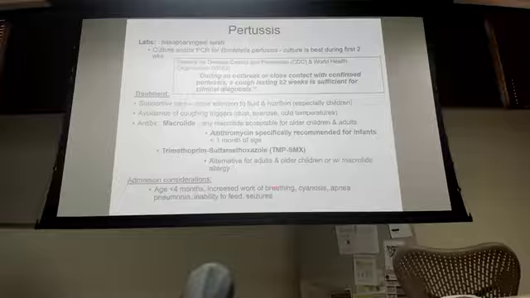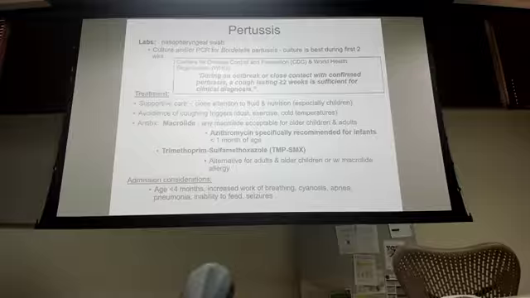Macrolide, azithromycin, especially less than 1 month of age. All right, what's another name for this antibiotic? What's the trade name? Septra, Bactrim, right? Maybe your secondary medication.